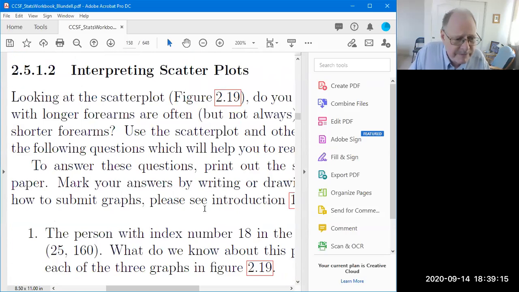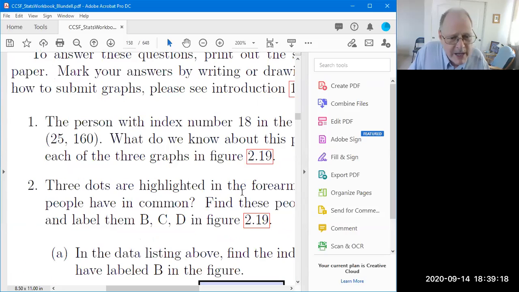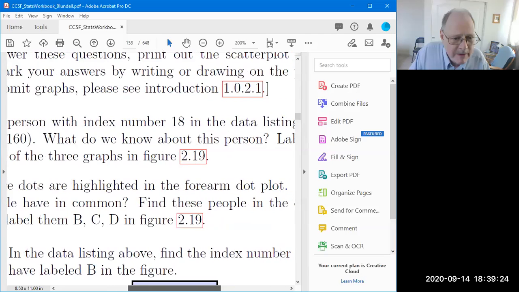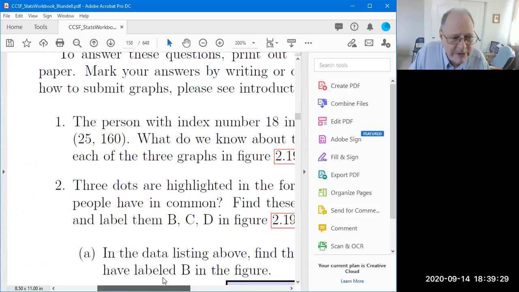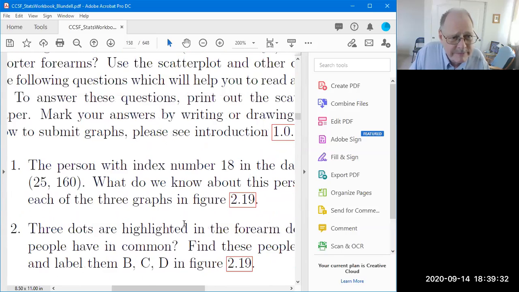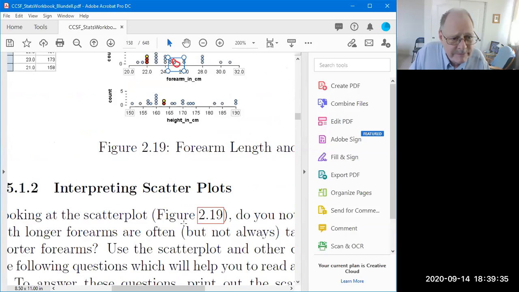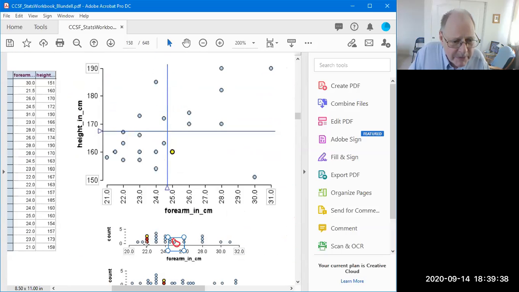So 3 dots have been highlighted in the forearm dot plot. What do they have in common? And find them in the other 2 graphs. So here they are, these 3 people right here. And why don't you guys put in the private chat or the public chat, either way. What do you think? What do they have in common?